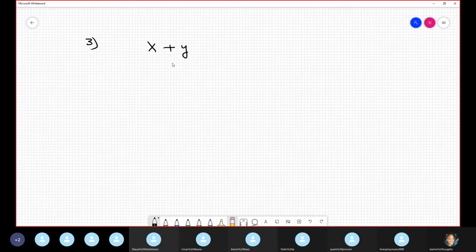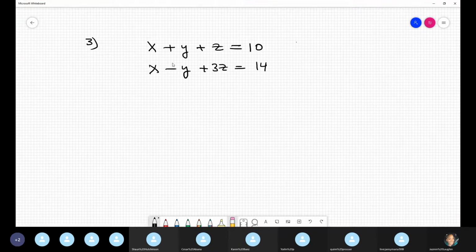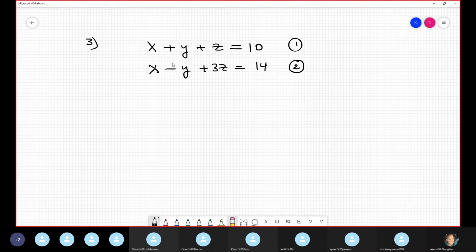X plus y plus z equal 10. X minus y plus 3z equal 14. This is equation 1, this is equation 2, and 2x plus 2y plus 2z equal 12. Yeah, equation 3.